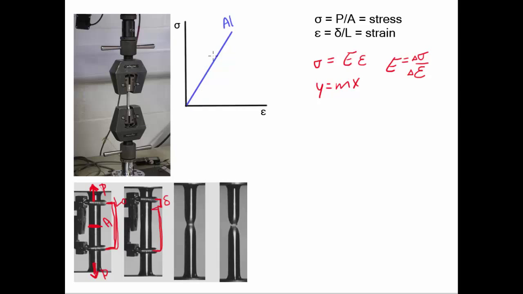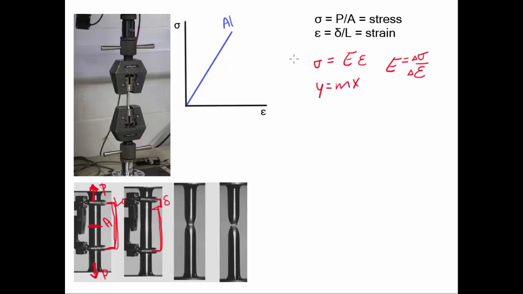And the steepness of this slope, that is Young's modulus, is an indication of how stiff a material is. So a material that is very stiff will have a very steep slope. You apply a lot of force and it stretches very little. And a material that has a very small slope would be flexible, and you pull it just a little bit and it stretches a lot, kind of like rubber, or exactly like rubber.